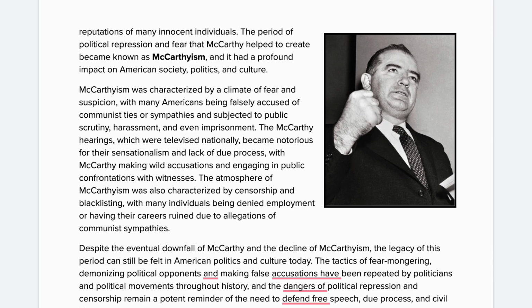McCarthyism was characterized by a climate of fear and suspicion, with many Americans being falsely accused of communist ties or sympathies and subjected to public scrutiny, harassment, and even imprisonment. The McCarthy hearings, which were televised nationally, became notorious for their sensationalism and lack of due process, with McCarthy making wild accusations and engaging in public confrontations with witnesses. The atmosphere of McCarthyism was also characterized by censorship and blacklisting, with many individuals being denied employment or having their careers ruined due to allegations of communist sympathies.